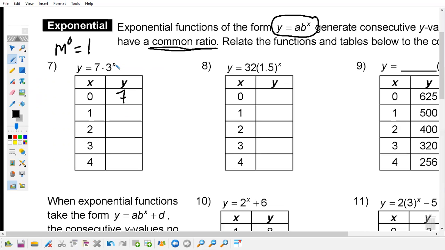Now we're going to plug in 1 for x, right? So we have 3 to the 1. Anything to the 1 power is itself, right? So 3 to the 1 is 3. What is 3 times 7? 21. Are you with me? Okay, now we're going to do 2. 3 squared is what? 9. What's 9 times 7? 63.